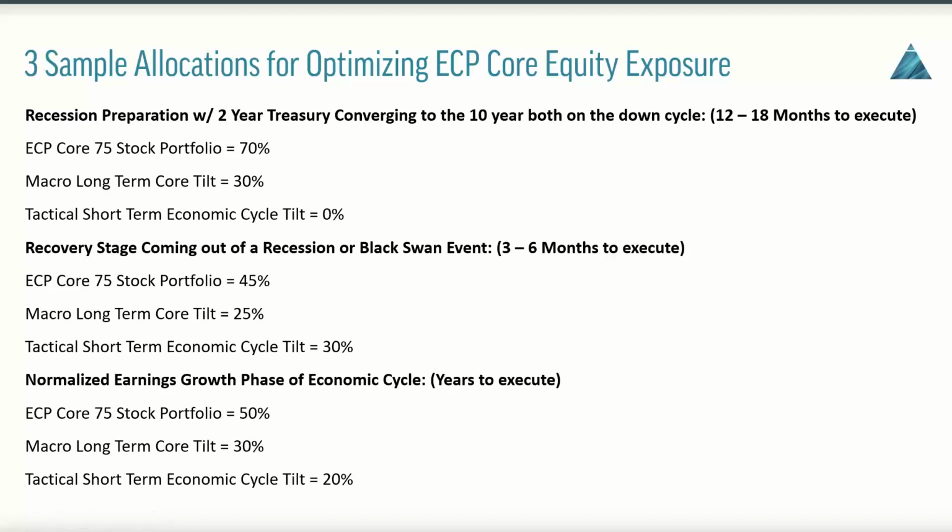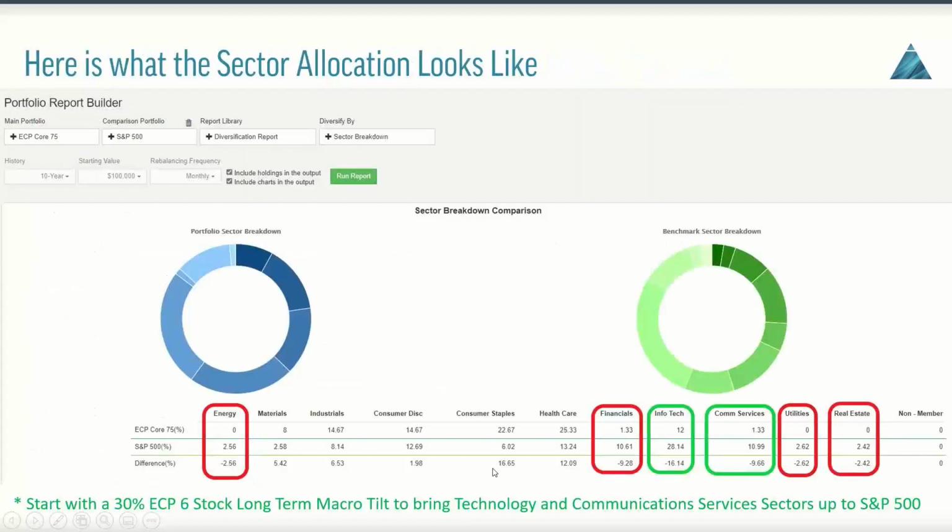And then once we get into what I call the normalized earnings growth phase of an economic cycle, this is obviously where we're in the smoother waters. We're not in a recession. We're not necessarily just coming out of a recession. You've got a couple of years to put this on. ECP Core 75 stock portfolio goes to about 50%. You ratchet up the macro long-term tilt back to 30%. And then you bring your tactical short-term economic cycle tilt to about 20%. So we'll talk more about this.